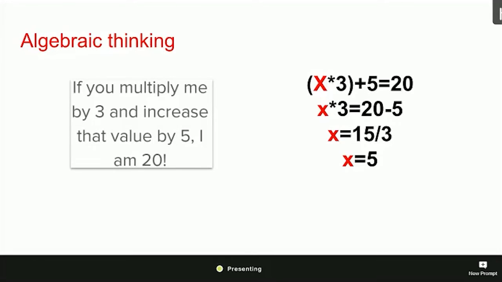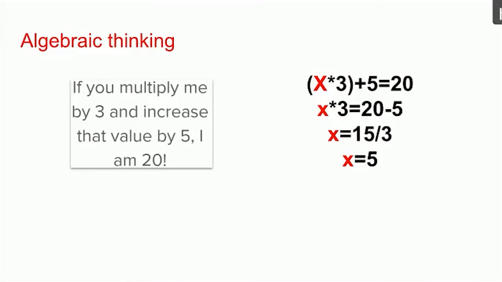So this is how algebraic thinking works. We use a letter to represent an actual number or unknown number. Okay, we don't know what me is, but we just use a symbol. And from there on, here are the steps.